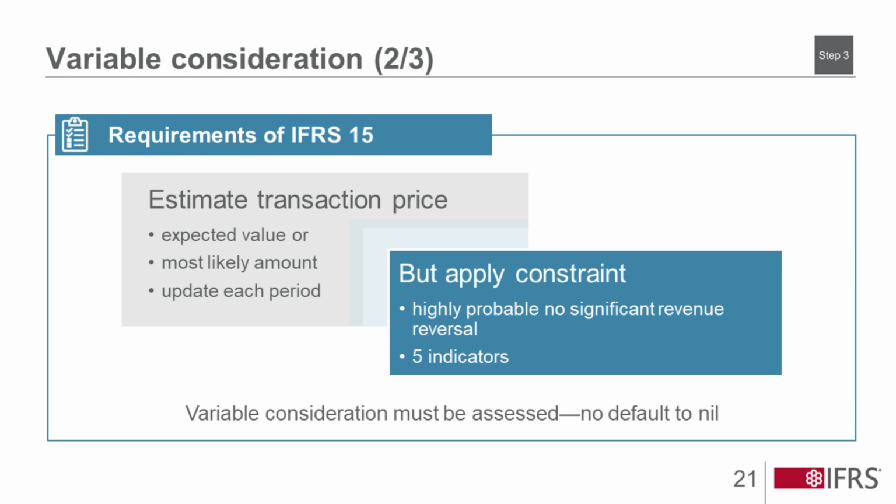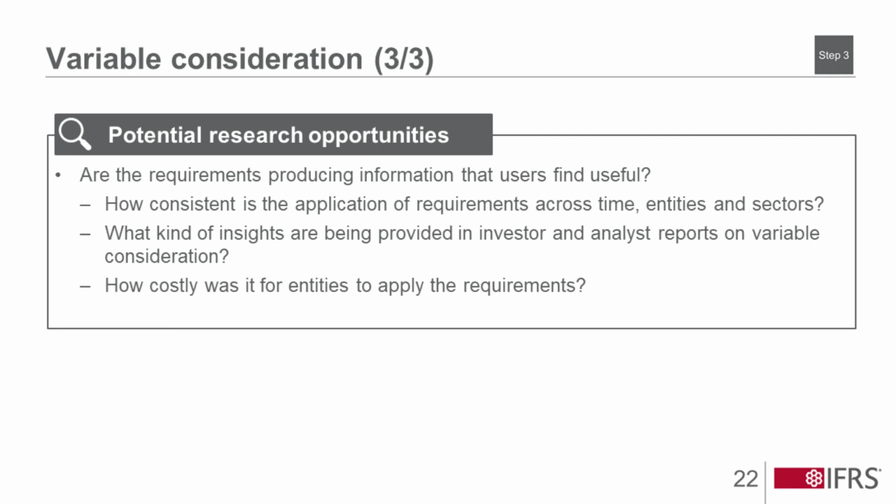IFRS 15 also provides a few indicators to help apply the constraining requirement. It's important to view the constraint as more of a ceiling on revenue rather than a prohibition on its recognition. So an entity cannot default to zero. An entity has to work through the two-step process to estimate the variable consideration that should be included in the transaction price. It cannot default to recognizing revenue on a cash basis when there is variable consideration. Over to you, Anne.